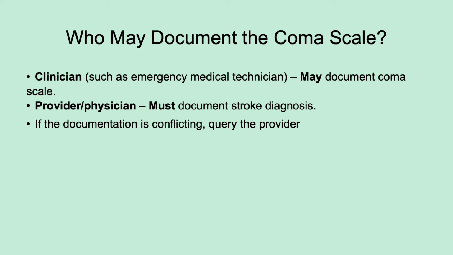But in order for the clinician to do that, a provider must have first documented a stroke or whatever the other condition is that caused the coma. So first you have to have the why, why are they in a coma, and then a clinician or other person can document the actual scale. Now, if the documentation between the clinician and the provider is conflicting, ask the provider for clarification.